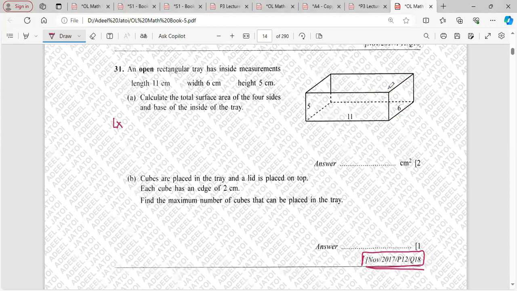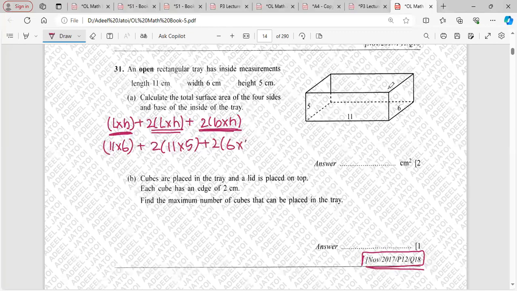Length into breadth, because it's just one, whereas all the other things will be length into h plus front and back, and breadth into h. That means right and left. This is for front and back, this is for right and left, and this is for just the bottom. So 11 into 6 plus 11 into 5 plus 2, 6 into 5. So the answer for this should be 236.